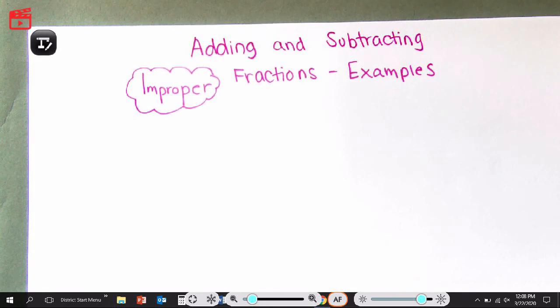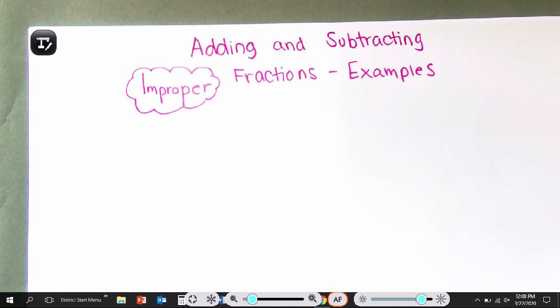Today we're going to be going through adding and subtracting fractions. These fractions will be improper, and then we're going to go through some fractions that contain like denominators or common denominators, and then we're going to go through fractions that have different denominators or unlike denominators.